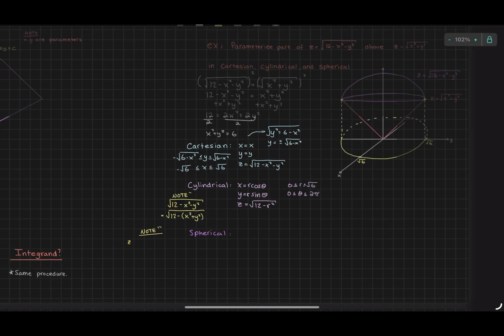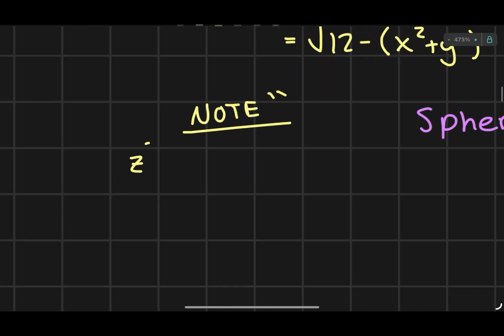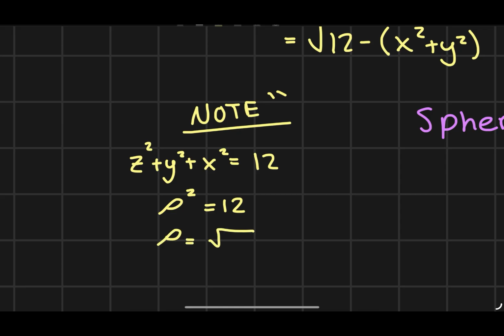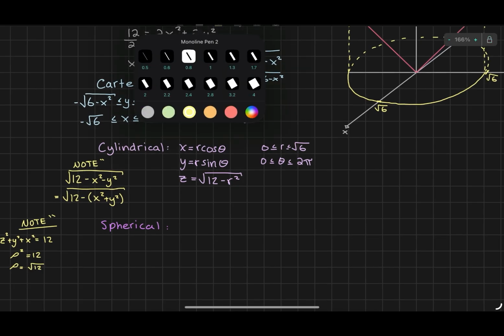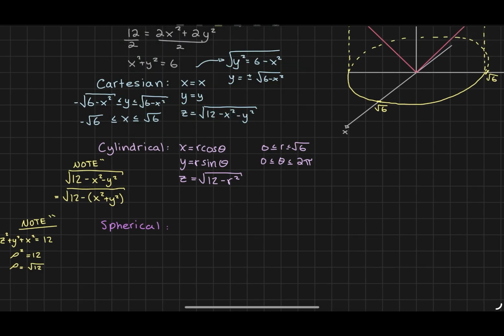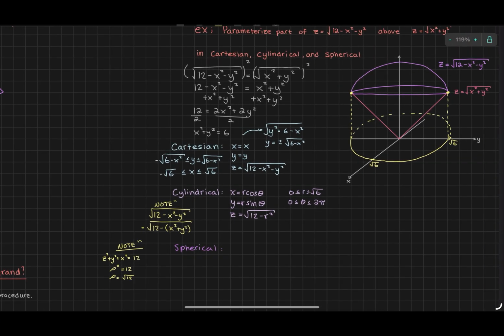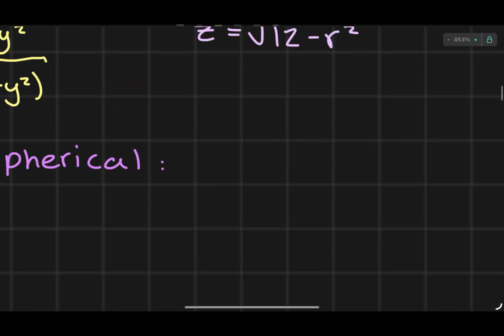If we just square that and rearrange it, that's going to be z squared plus y squared plus x squared is equal to 12. And recall that x squared plus y squared plus z squared is going to equal rho squared. Therefore, we have rho squared is equal to 12, so our rho is equal to the square root of 12. So our rho here in spherical coordinates is actually going to stay constant. Therefore, when we plug in our spherical parameterization, we can just write that rho as root 12.